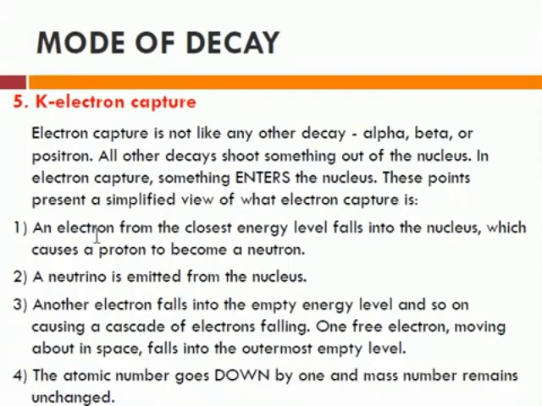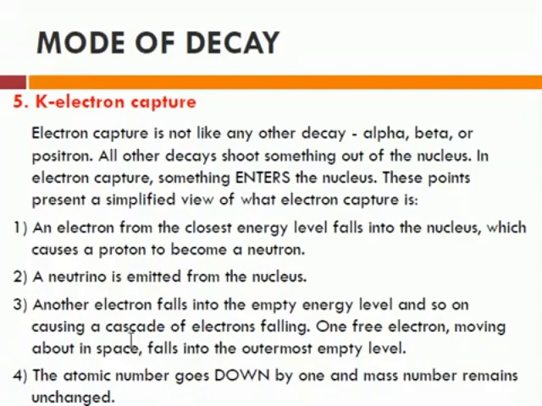Number one, an electron from the closest energy level falls into the nucleus, which causes a proton to become a neutron. Number two, a neutrino is emitted from the nucleus. So the electron will be on the reactant side and the neutrino will be on the product side. Number three, another electron falls into the empty energy level and so on, causing a cascade of electrons falling.